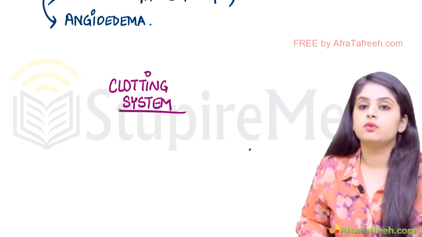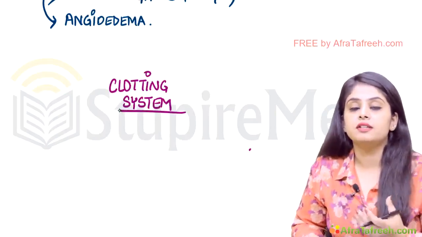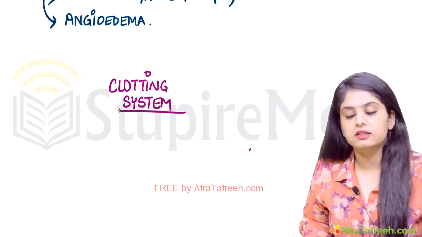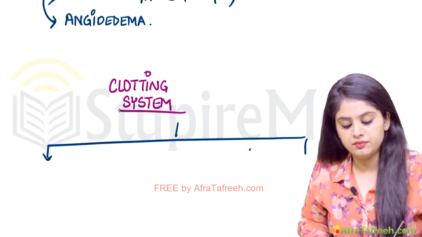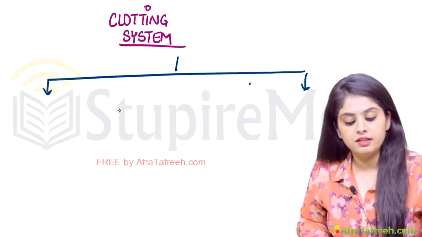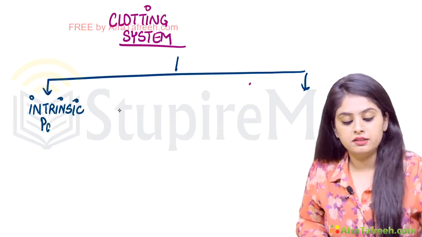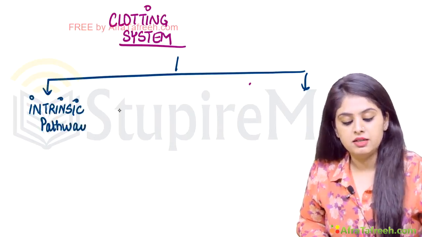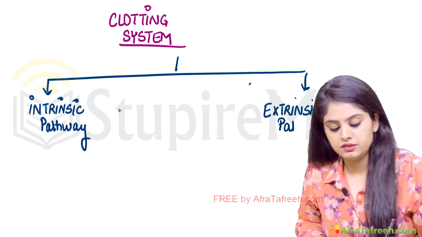Now what we need to know over here is that whenever the clotting system is activated, there are two pathways that it can occur via. The coagulation or the clotting system comprises of two pathways. One is the intrinsic pathway and the other is the extrinsic pathway.